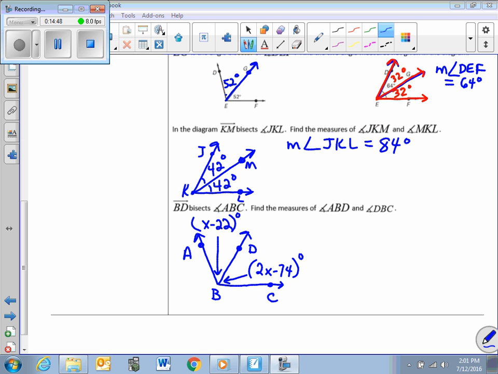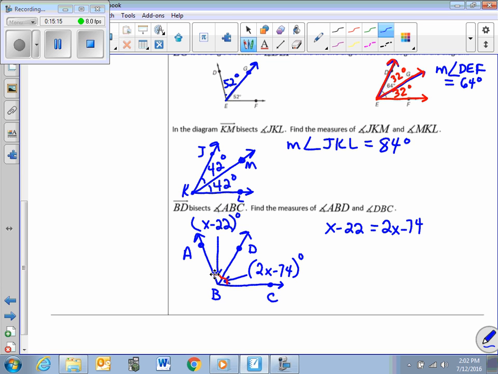So let's see, BD bisects angle ABC. So what do we know? Let's go ahead and mark it. We know that angle ABD and angle DBC are congruent. So how are we going to find the measures of those angles? Well, what do we know? Oh, they're congruent, so we know that their measures are equal. So x minus 22 equals 2x minus 74.